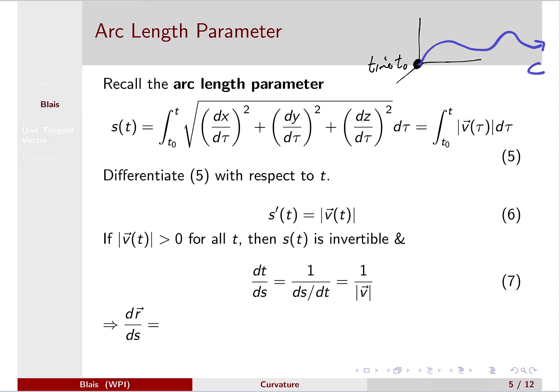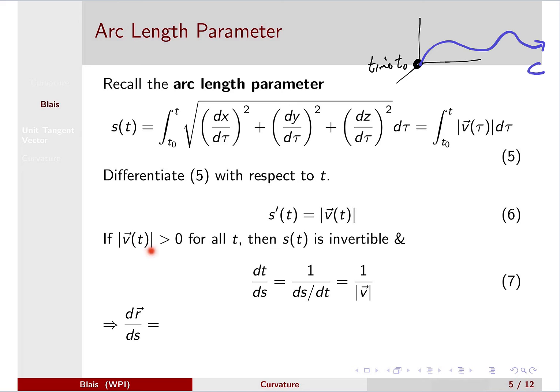Now we noted that if we took the derivative of both sides here using the fundamental theorem of calculus, s prime of t, we come over here, we see that t was the upper limit of integration, and to get the derivative with respect to t of this integral, we take t and plug it into the integrand. And so the derivative of this arc length parameter, s of t, is the magnitude of the velocity vector, v of t.